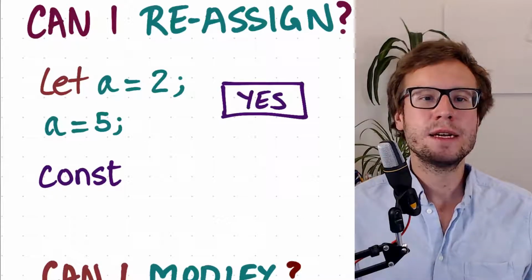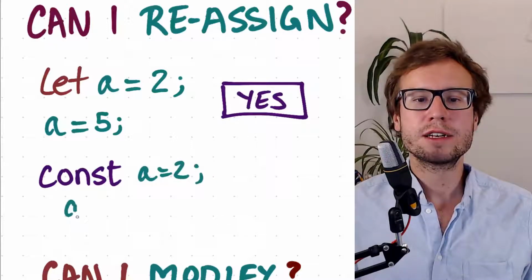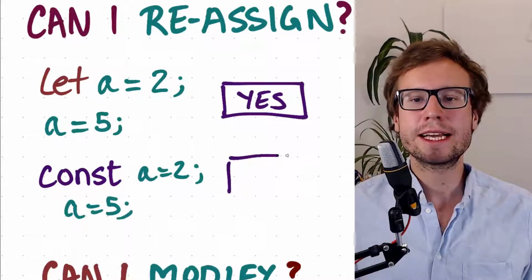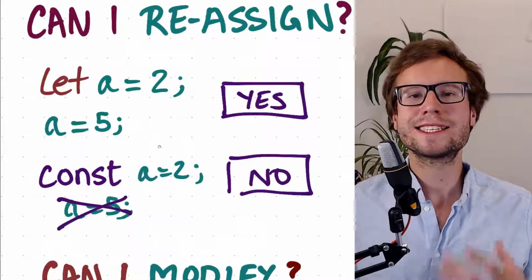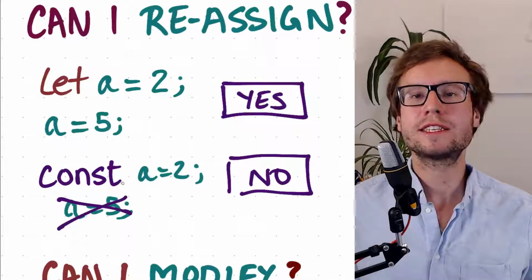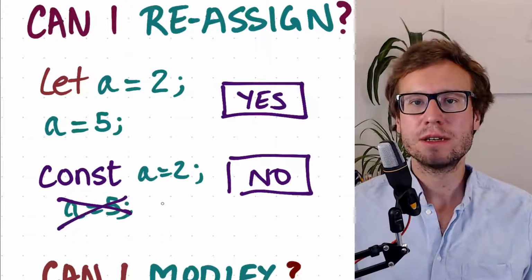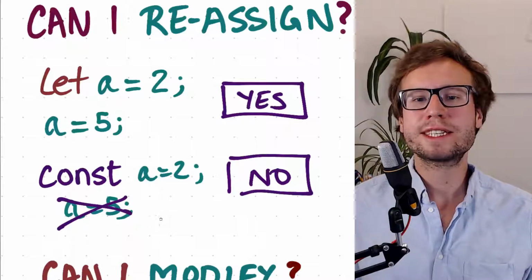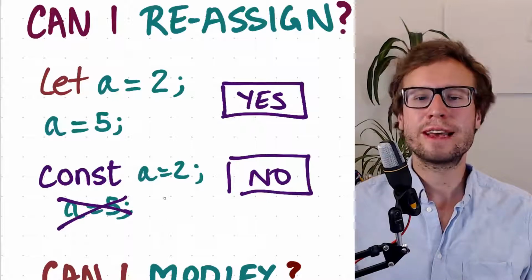Yes, I can. However, if I were to do the same with const, turns out that no, this is the difference. So I cannot reassign. Once I assign something with the const keyword, once I create that variable, I cannot reassign it to something else later. And that's the purpose of the const declaration. We can't reassign another value to it. So that's what they mean by constant in the language.